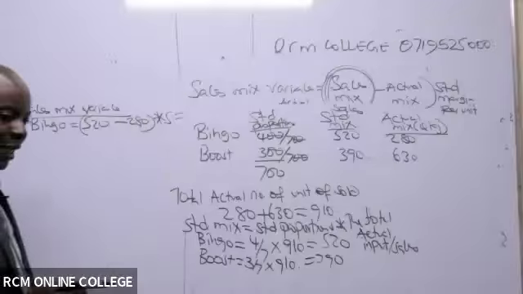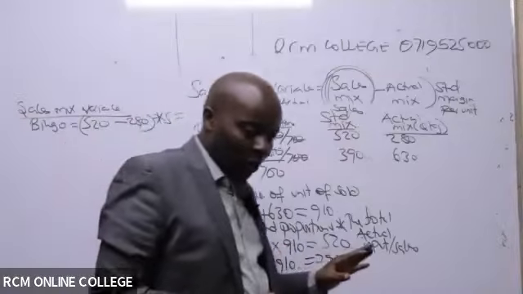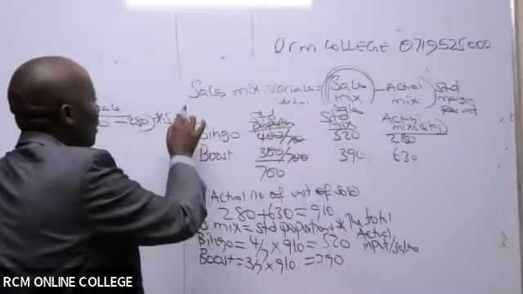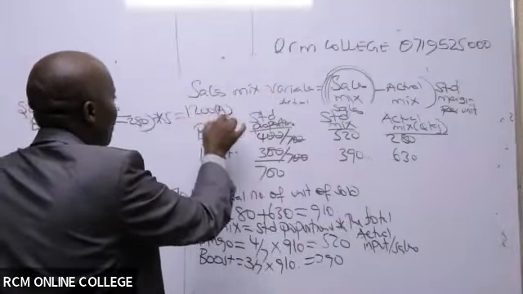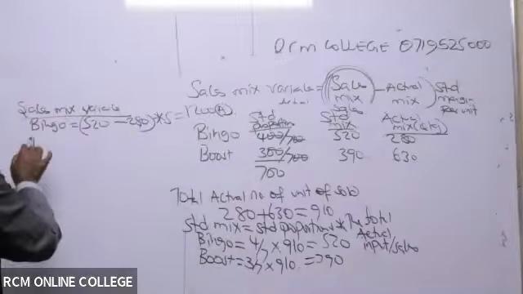Are you able to give me this answer? Remember, sales variances are exceptional. So this is 1200 adverse. And then we have boost.